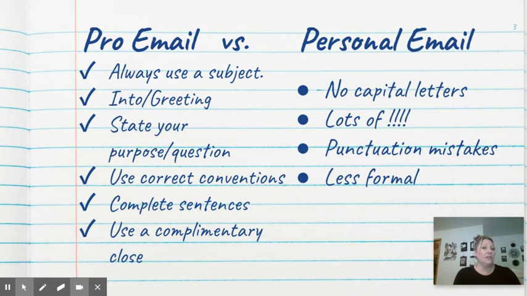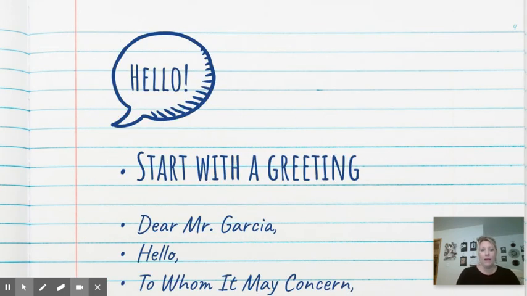Use correct conventions. This means you're using correct punctuation, like period, comma, things like that, and capital letters where we need them. You're going to use complete sentences, and you're going to have a complimentary close, which we will talk about. A personal email, maybe you're sending a quick email to your best friend, and you might not use capital letters. Maybe use a lot of exclamation points, or you have punctuation mistakes. It's just less formal.